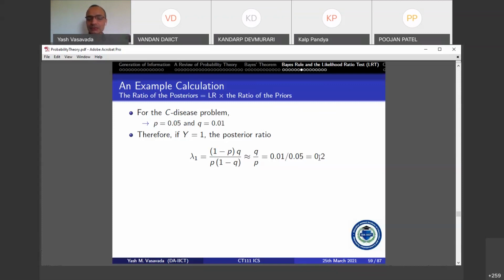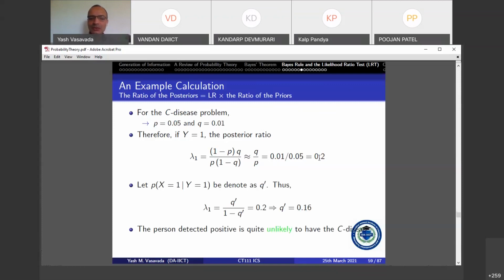0.2. And so those of you who gave the right answer, all that they did was they converted this 0.2. By the way, 0.2 is the ratio of the posteriors, right? And so let's call them Q prime. So lambda 1 can be written as Q prime divided by 1 minus Q prime. What happened here? After getting the test outcome of y equal to 1, you updated the prior belief that you had, which was Q, and you made it Q prime.